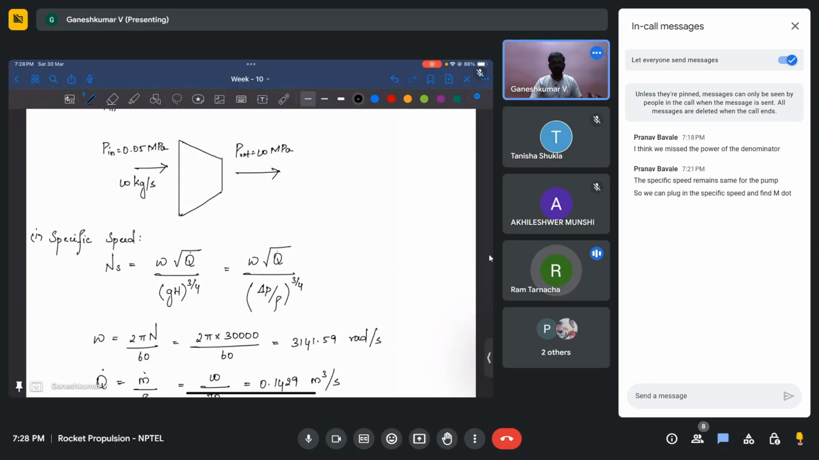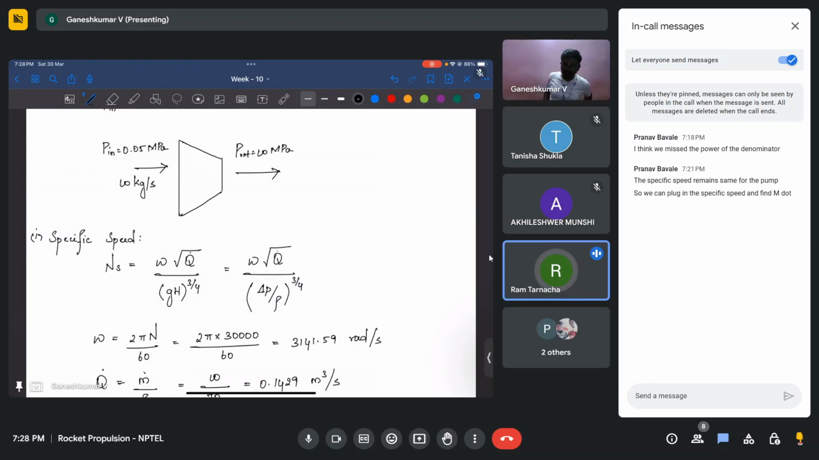For that pump, it has to be assumed that I like to keep delta P constant. The change in Q dot will cause some change in omega. That is going to decide the change in speed. Exactly, true.